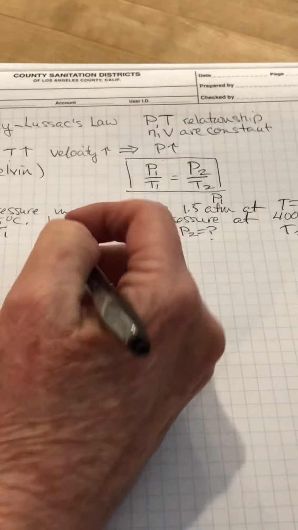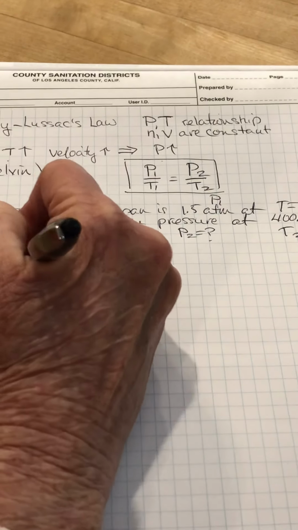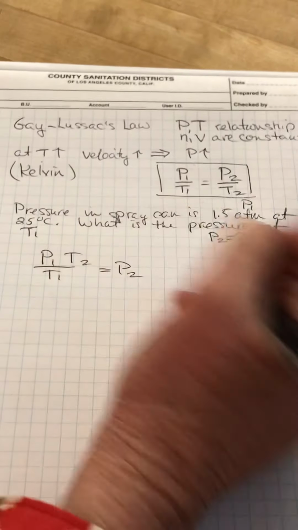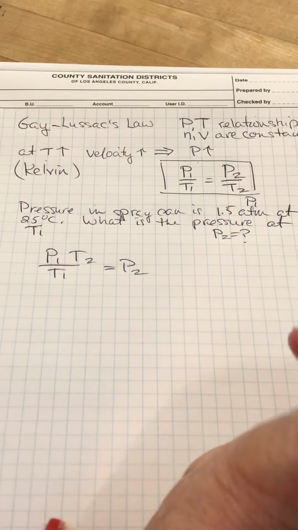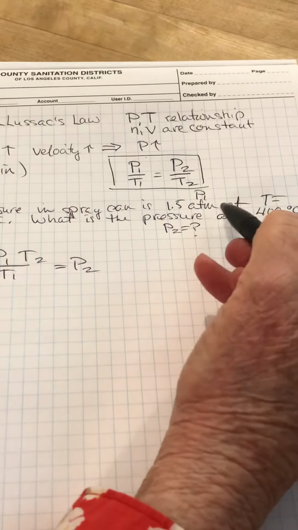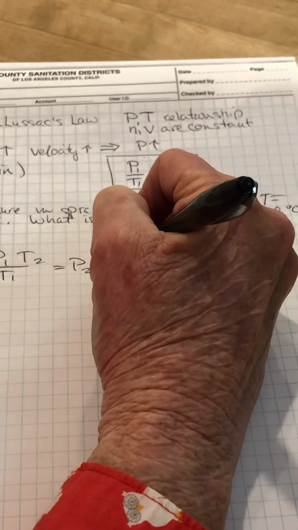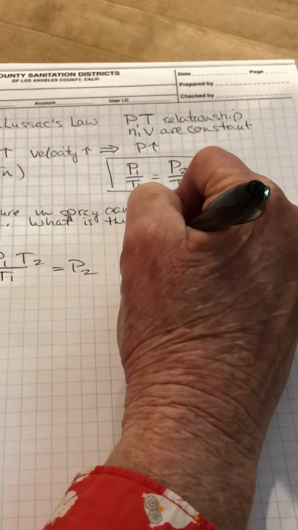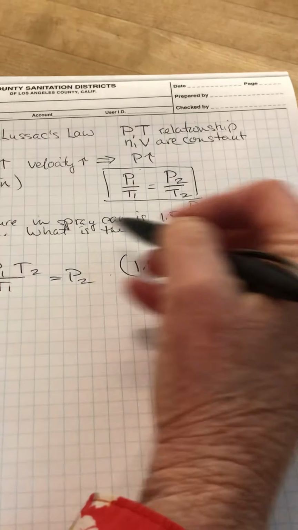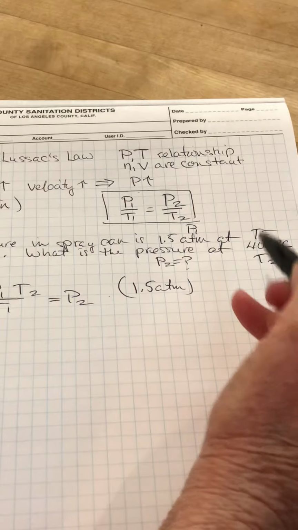So we rearrange this equation. We have P1 over T1 times T2 is equal to P2. And then you can just substitute in. P1 doesn't have to be in atmospheres, I could do it in torr, but let's just do it in atmospheres, because those are the units I gave you. P1 is 1.5 atmospheres. T2 is not 400, but it is 673 Kelvin.